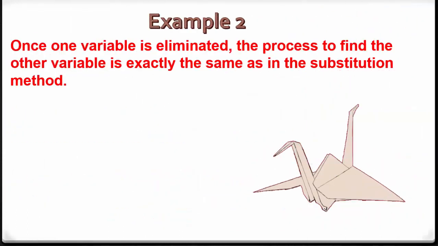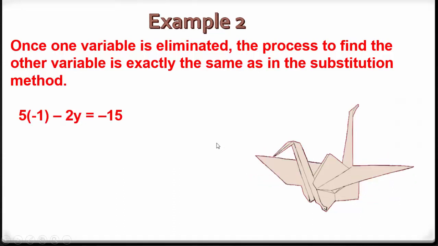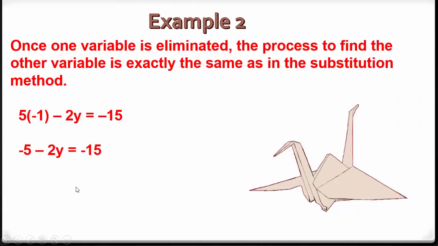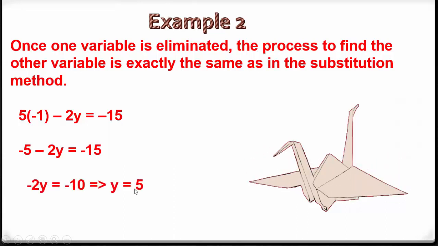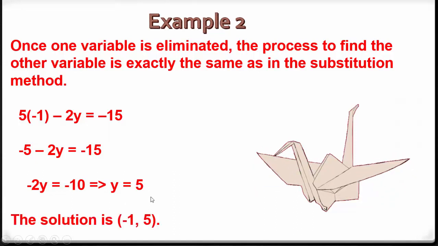Once one variable is eliminated, the process to find the other variable is exactly the same as the substitution method. So I chose the first equation, 5x minus 2y is equal to negative 15, and I substituted in the x that I found previously, that was negative 1. And I found, after I worked it out, that y would be equal to 5. And therefore, the solution is negative 1, 5. And this would be the point where the two lines intersect.